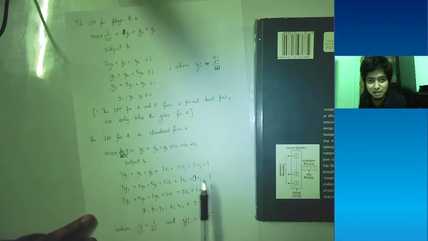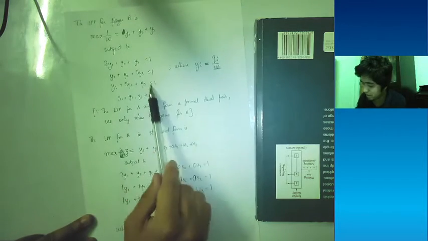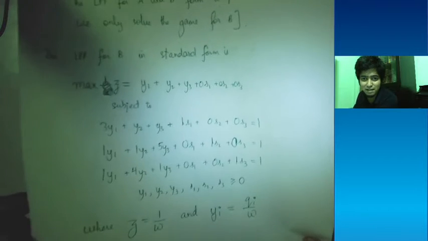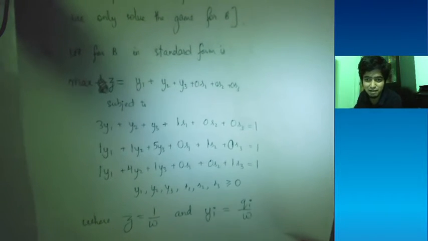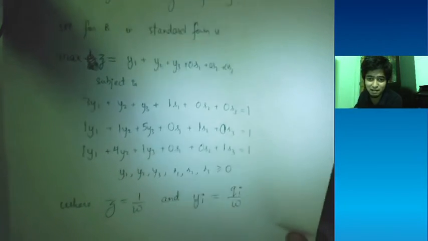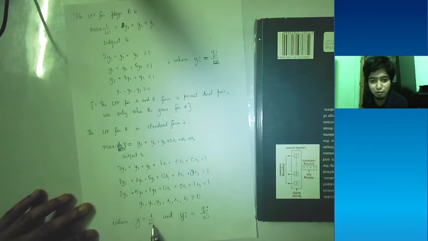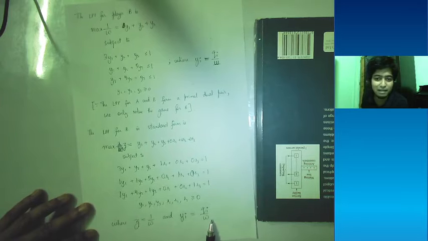You convert it into standard form. Convert all of these into equalities, just by using the slack and surplus variables. Let me bring it closer. Okay, so just by using S1, S2, S3, just like we did, we can introduce the slack or surplus variables. Here all of them are slack variables, so this is it. You can see over here it is max 1 by W, so I've replaced 1 by W by Z. Z equal 1 by W and Yi equal Qi by W.